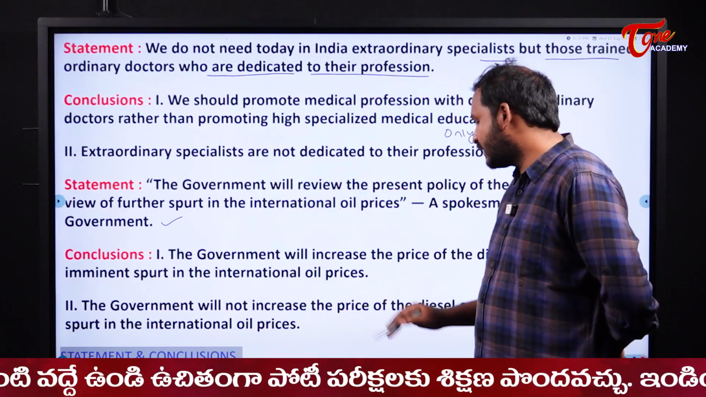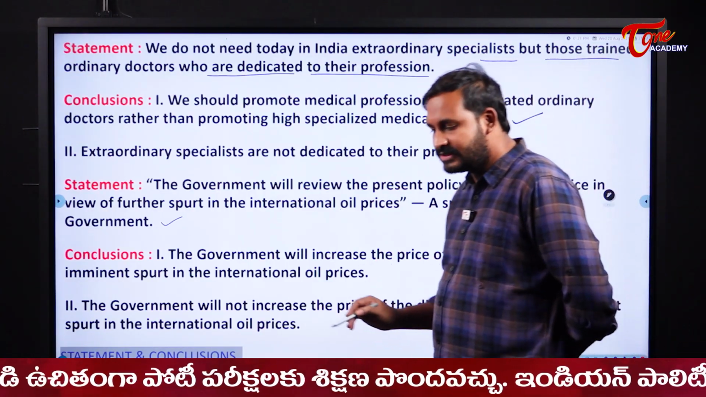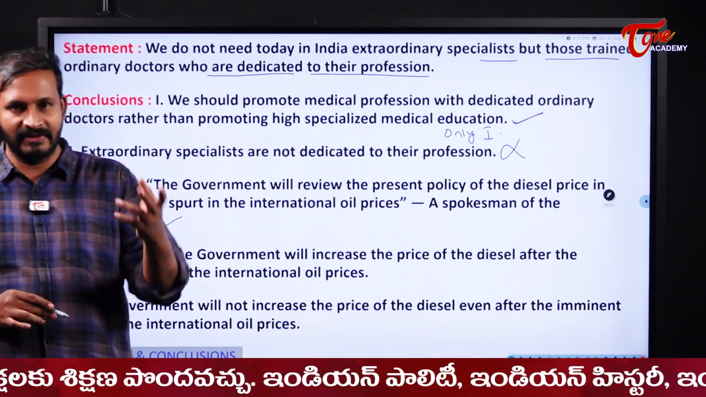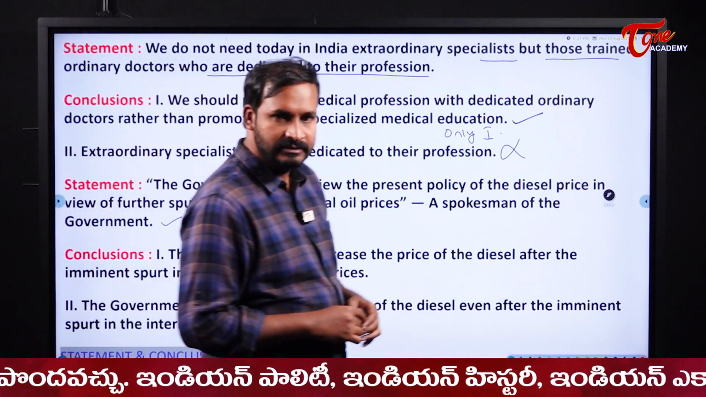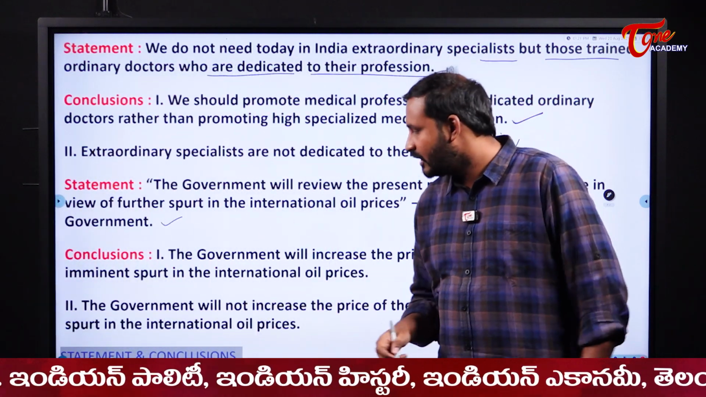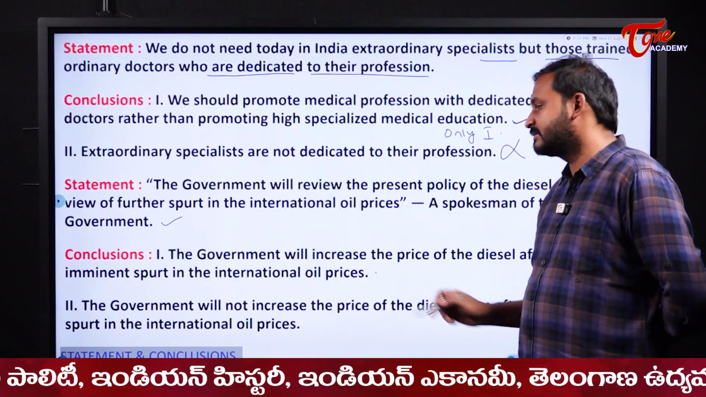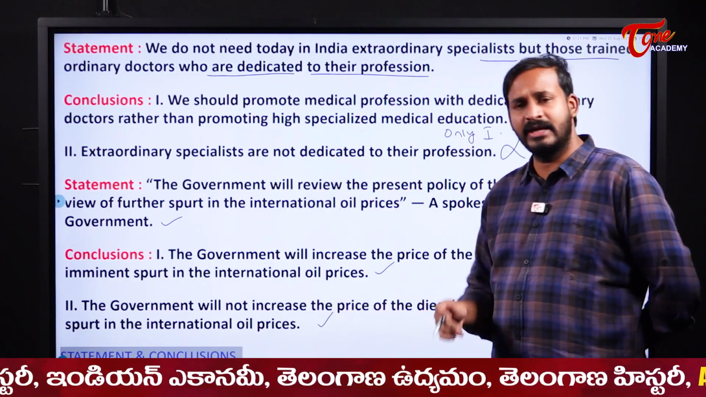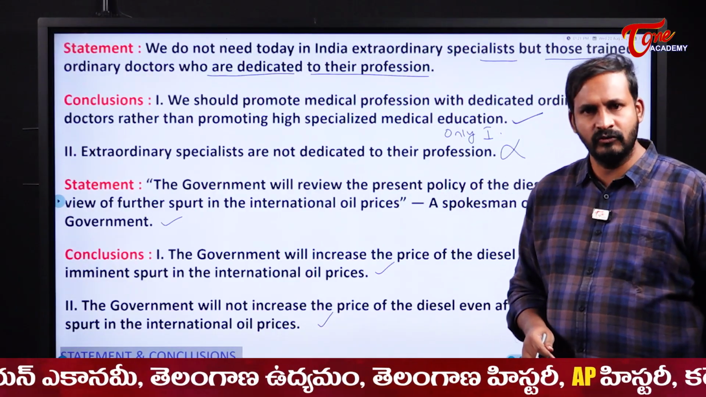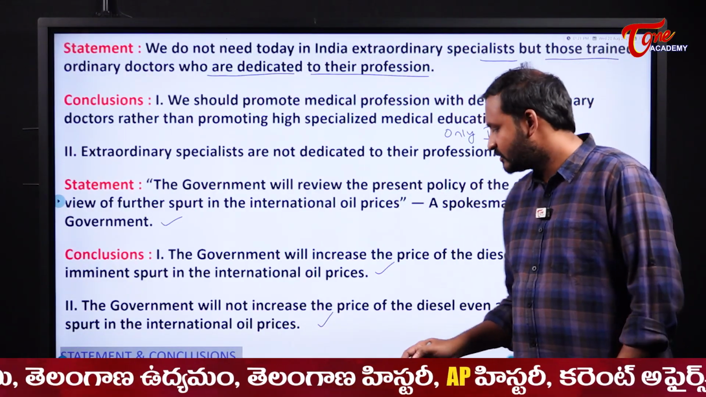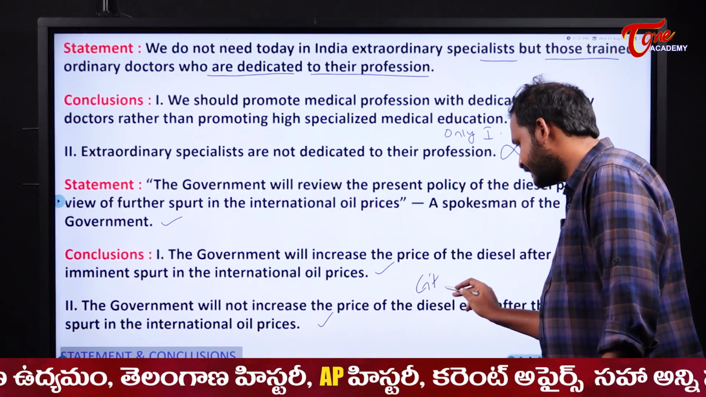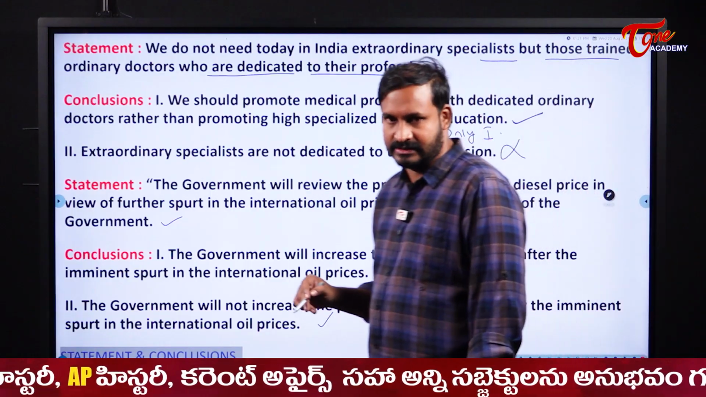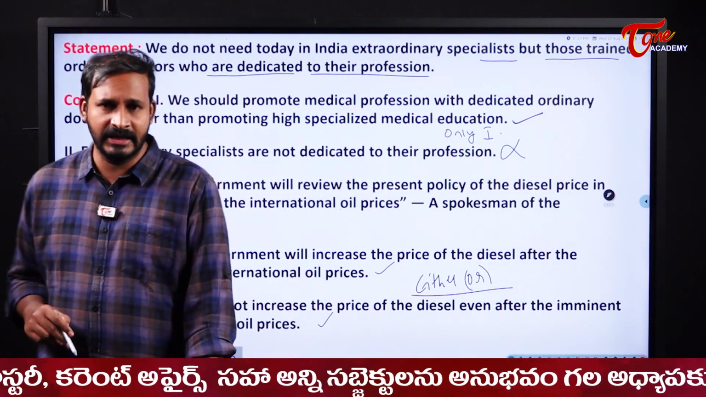The government will not increase the price of... see, this is a decision-based one, right? The government will review. We don't know whether they will increase or decrease, that is secondary. The government is just reviewing. So either the government may increase or may not increase, or they can maintain the same price. Two chances are there in that review meeting. So either-or will be our answer. Why? Because the government is making a review, not a decision. The government has not made any decision yet.